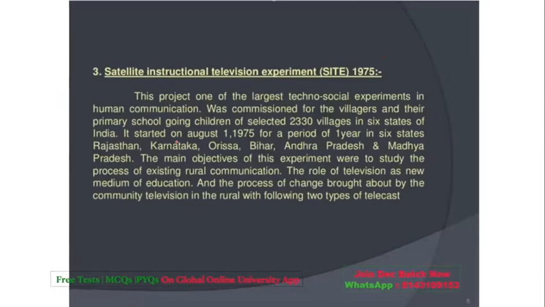Then we had the Satellite Instructional Television Experiment, SITE. This question comes somewhat often for you people. It started in the year 1975. This was one of the largest techno-social experiments, done with respect to primary school going children, wherein the number of villages was large, that is 2,330 villages from 6 states were selected. It commenced in 1975 with the help of 6 states, that is Rajasthan, Karnataka, Orissa, Bihar, Andhra Pradesh, Madhya Pradesh.